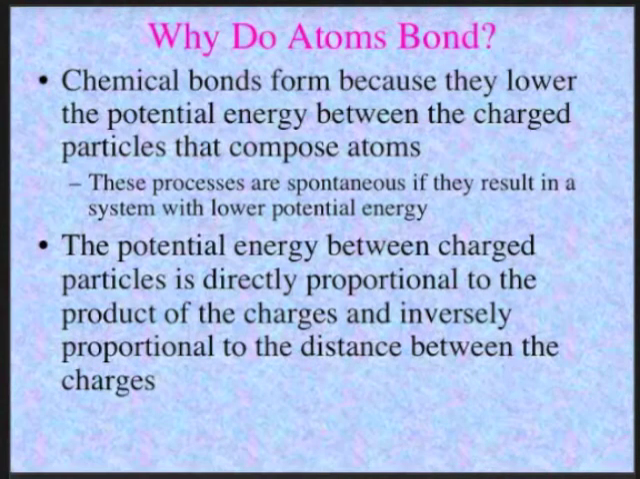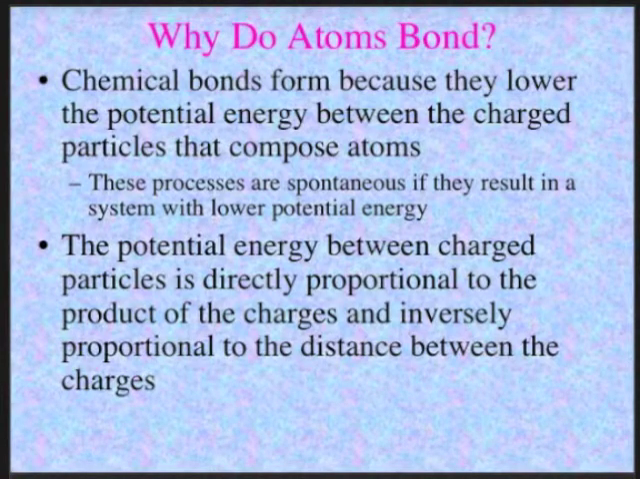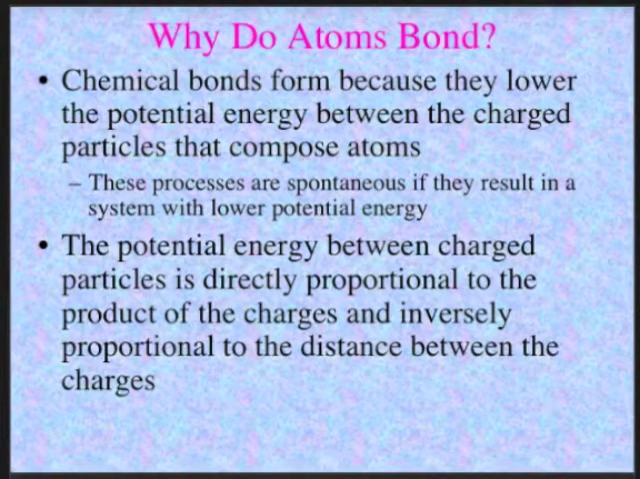So why do atoms bond? Well, chemical bonds form because they lower the potential energy between the charged particles that compose atoms: the electrons, which are negative, and the protons in the nucleus, which are positive. And these processes are spontaneous if they result in a system with lower potential energy.